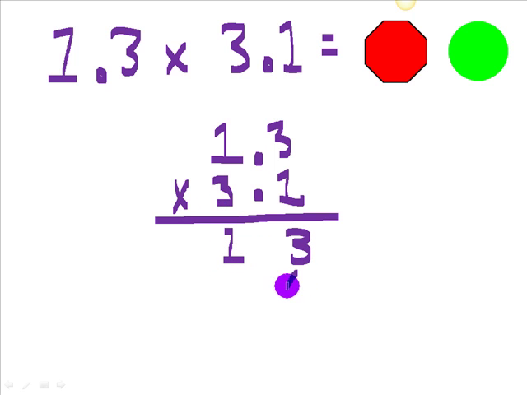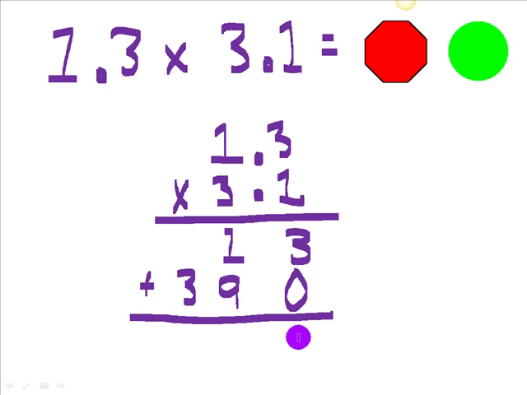Then I will add a 0. 3 times 3 is 9. 3 times 1 is 3. Then I add 3, 0, 4. I come up here and I look, I say, okay, well, I have 1 number to the right of the decimal, 2 numbers to the right of the decimal, 1, 2, and my answer is 4.03.